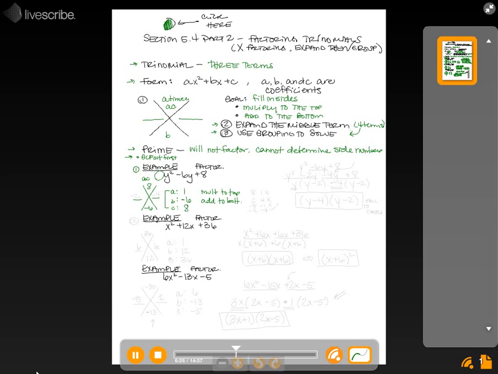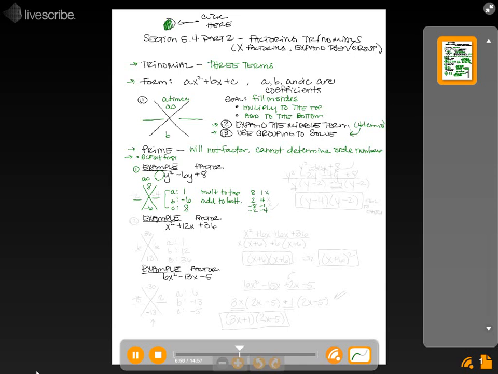So what you can do is list out things that will multiply to 8, and that's where I'd start. Well, you can have 8 and 1, 2 and 4, negative 8 and negative 1, and negative 2 and negative 4. And now we want to figure out which set of those will also add to negative 6, because all of those multiply to 8.